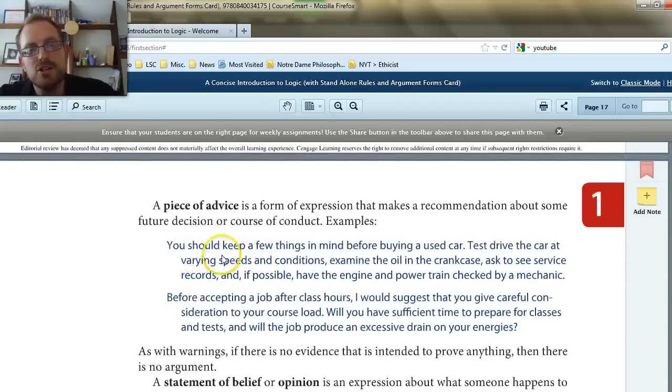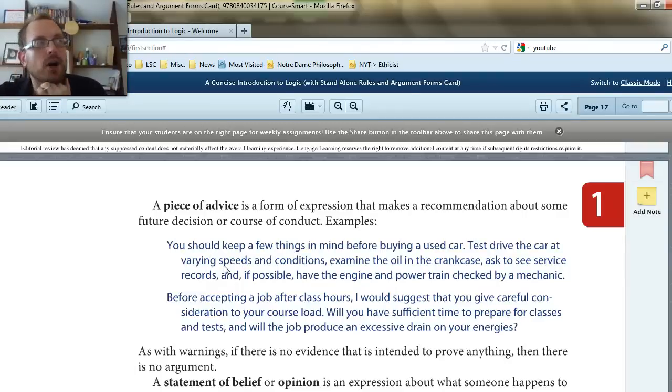Here's an example. You should keep a few things in mind before buying a used car. Test drive the car at various speeds and conditions. Examine the oil in the crankcase. Ask to see service records, and if possible, have the engine and powertrain checked by a mechanic. Now, that's good advice if you're going to buy a car, but this is not an argument. You may be inclined to think, isn't this the conclusion? Well, that's what they want you to think, but the whole thing is advice. There's no inference here. There's no evidence to say that this is what you should do. He's just saying you should do it. So a piece of advice doesn't count as an argument because there's no inference. There's no relationship between these statements such that, one way to think about it is like this.